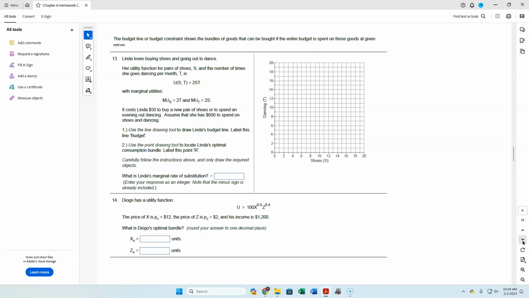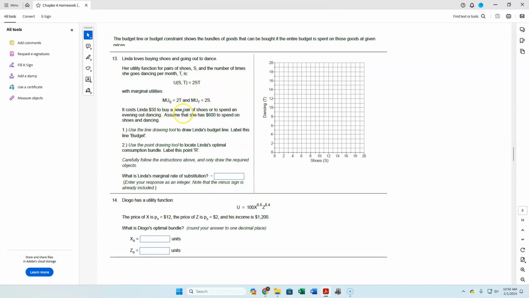In number 13, let's solve this one out here. Go to the utility function, 2ST, marginal utilities. These should be pretty self-apparent. MUS would be 2T, MUT would be 2S.